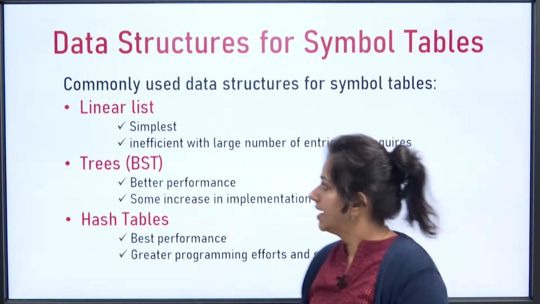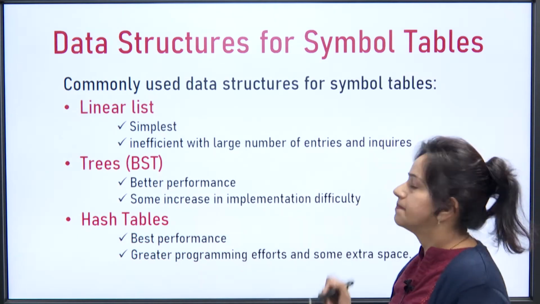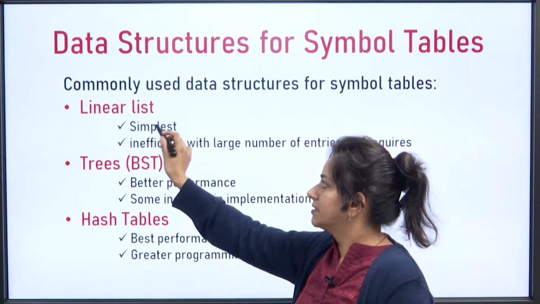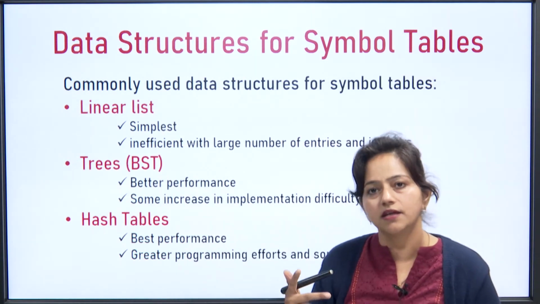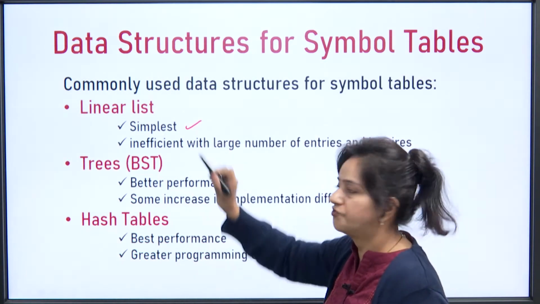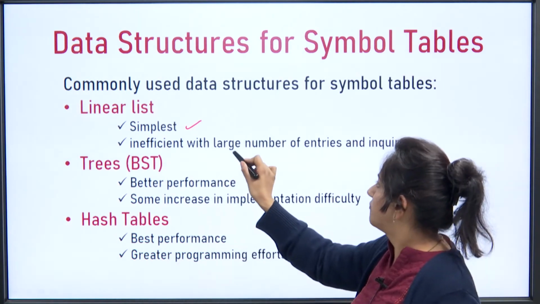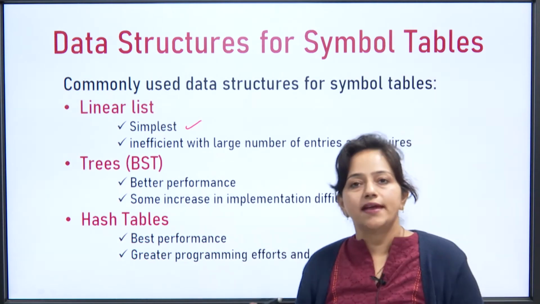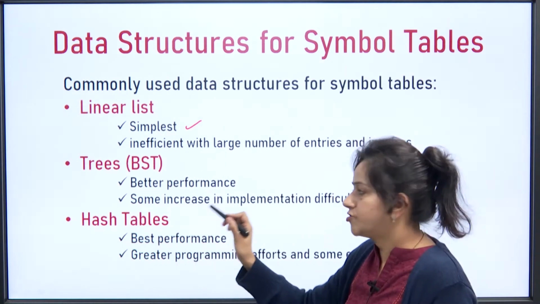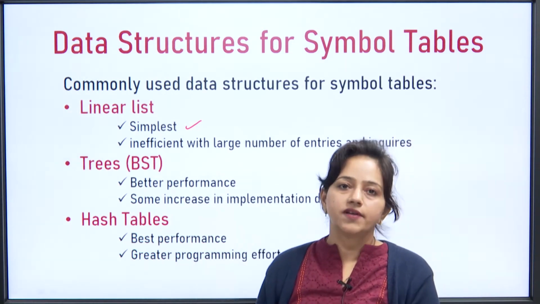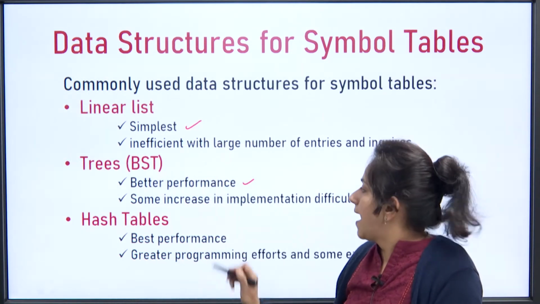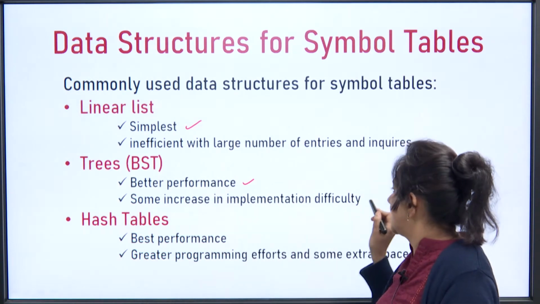Considering this, the commonly used data structures for symbol tables are linear list, tree or hash table. Under linear list we will study 2 categories: the list and the self organizing list. Now, the linear list is the simplest form, and it is inefficient when a large number of entries and inquiries are there. So, this is the first category, that is a linear list. Next is the tree. Basically here we will talk about the binary search tree. It is better in performance if we compare it with a linear list, with some increase in implementation difficulty.